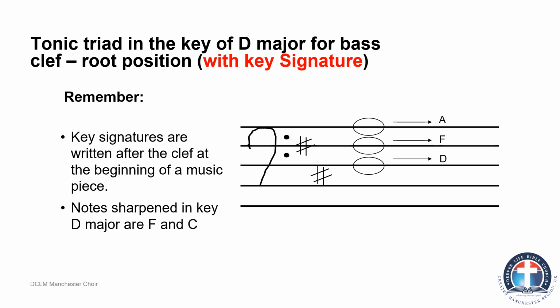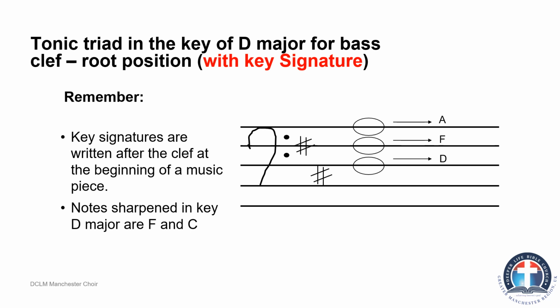Now, tonic triad in the key of D major for bass clef, root position, with key signature. In the previous one we did the treble clef. Now this is bass clef. I remember in the last class for lesson 17, we noted that for the bass stave and treble stave, the positioning is usually different. Why? Because each line and each space is named differently for each stave.